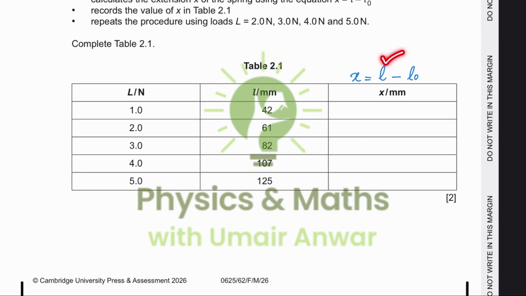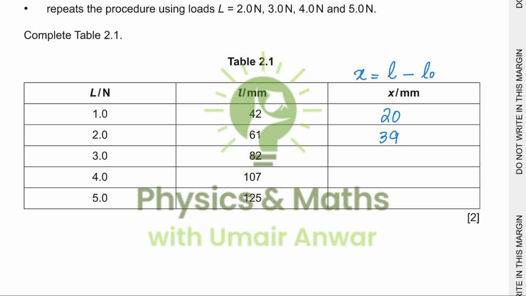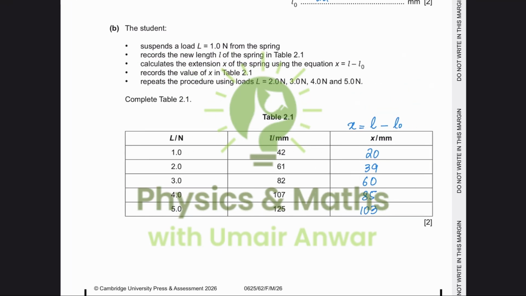Remember, the extension is the new length minus the original length, and the original length is going to remain constant. So 42 minus 22, which is the original length, is going to give us an answer of 20 millimeters. 61 minus 22 will give us an answer of 39. 82 minus 22 will give us an answer of 60. 107 minus 22 will give us an answer of 85. And finally, 125 minus 22 will give us an answer of 103 millimeters. So this is how the table is to be completed, and it will earn us 2 marks.